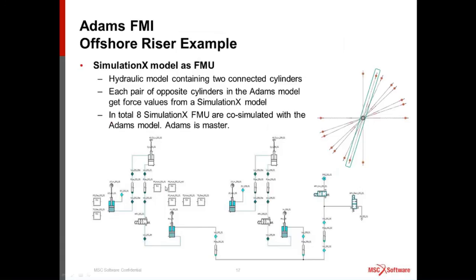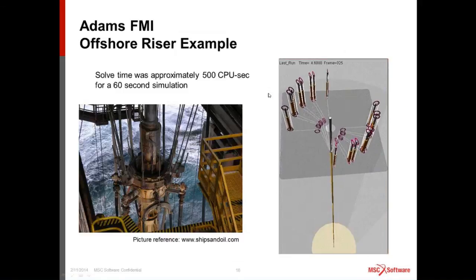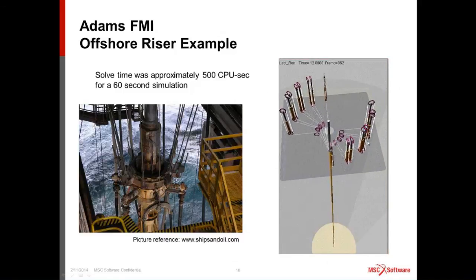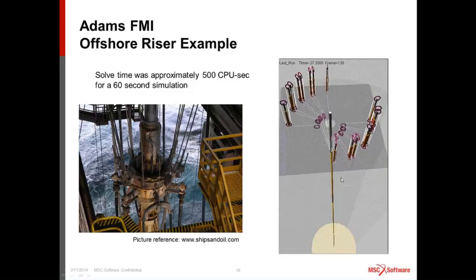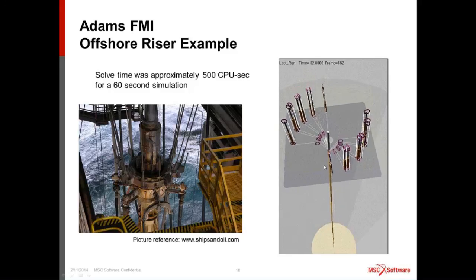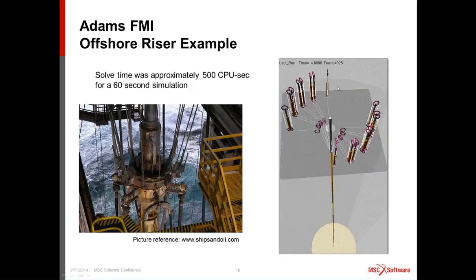It's modeled in pairs, so you have 8 FMUs in total, and the 8 FMUs are brought into Adams, and Adams calls all 8 Simulation X FMUs during the co-simulation. And here you can see the animation where the platform moves up and down, and the hydraulic tensioner tries to bring the riser to keep the vertical force constant.